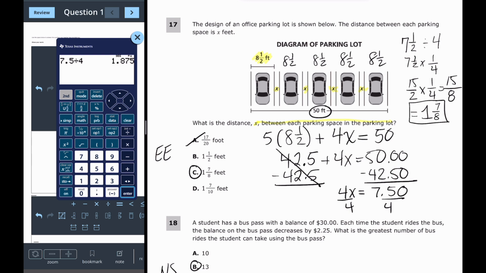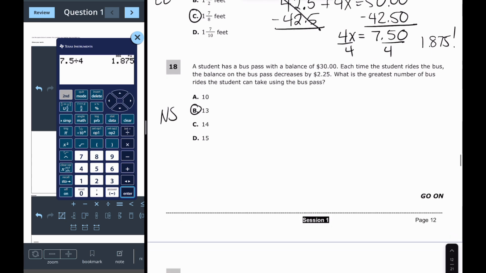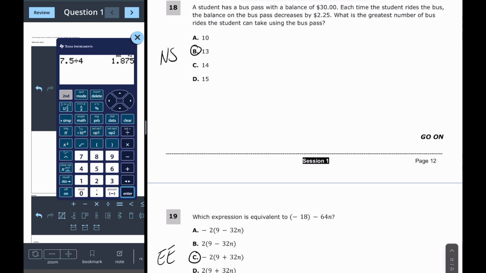So there you have it. I didn't like this because I was getting 1.875. And even if you put that over 875 over 1,000, you'd have to simplify it to 7/8. Or you could have just decided, all right, we'll deal with the fraction and do the division work. Let's go on to number 18.